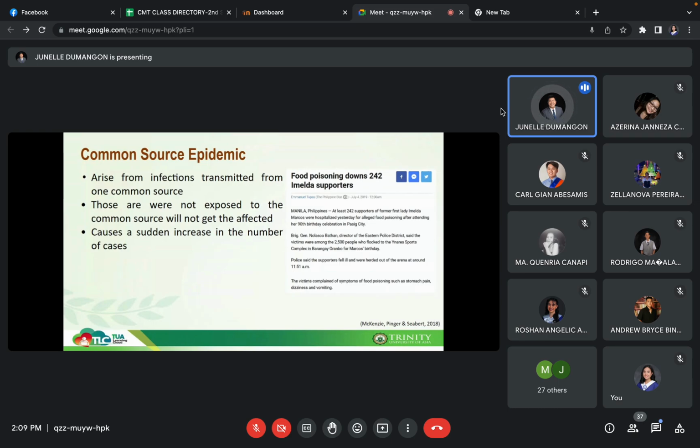In July 4, 2019, an article was written. At least 242 supporters of former First Lady Imelda Marcos were hospitalized for alleged food poisoning after attending her 90th birthday in Pasig City. So may common source ng infection, yung birthday party ni Imelda Marcos. Those who did not attend that birthday party did not get sick. But those who attended and ate the food, they all got sick. Okay?